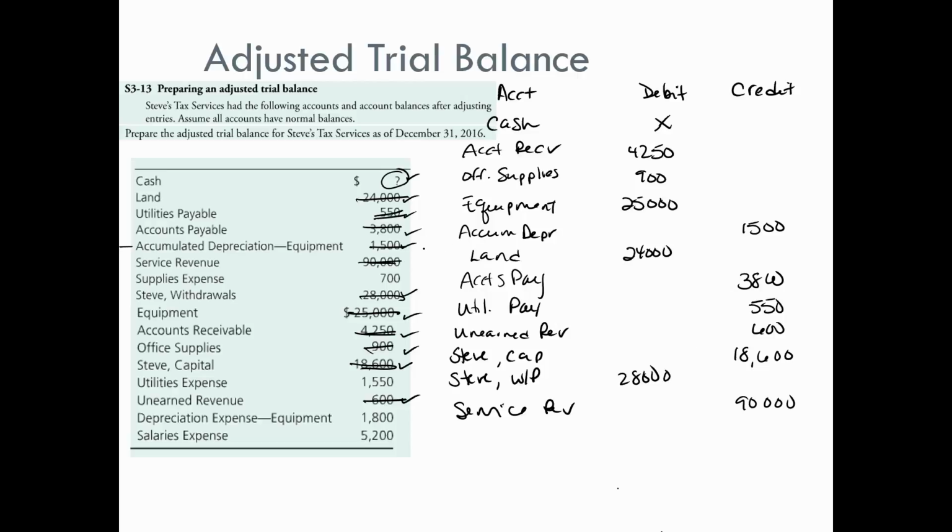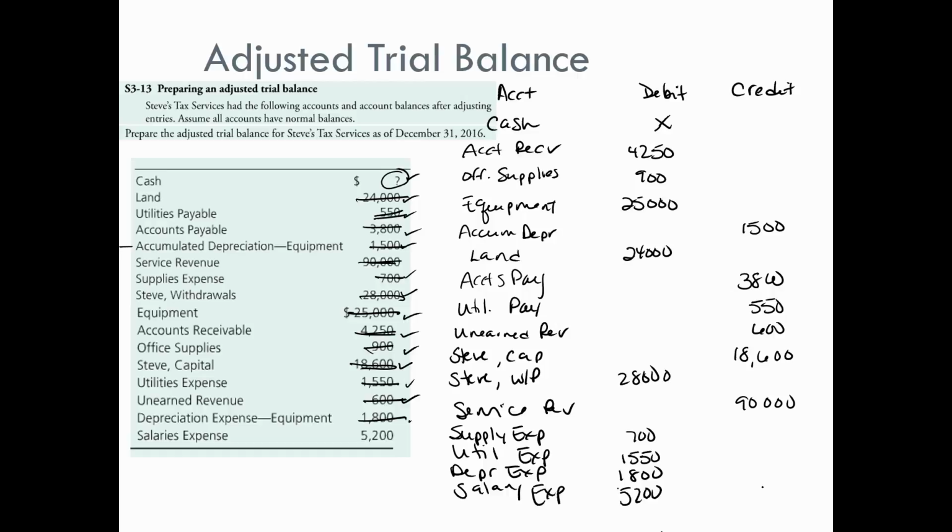And then I should just be left with expenses. So supplies expense, utilities, depreciation, salary. Yeah, so I've got supplies expense. Expenses all have debit balances, so that's 700. And then I've got utilities expense, which is 1,550. Depreciation expense for the equipment, 1,800, and then salary expense, 5,200. So the totals go underneath.